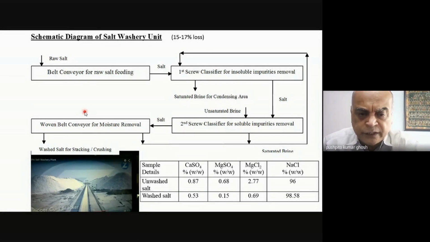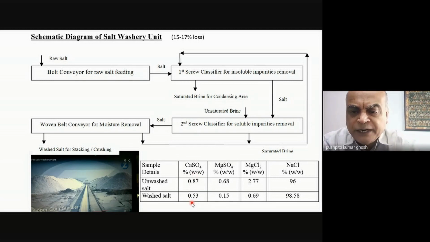There are two parts to it. One is that I wash it with a saturated brine. Saturated brine means no salt as such will dissolve in it because it's already saturated. The salt and this brine, they are nicely agitated in the screw classifier. What that does is that in the process, the suspended materials get removed. That's one thing that happens. I have not showed you the clay matter, but you can see like gypsum, it's come down from 0.87 to something like 0.53%. Still high, nonetheless, it's reduced quite a bit.